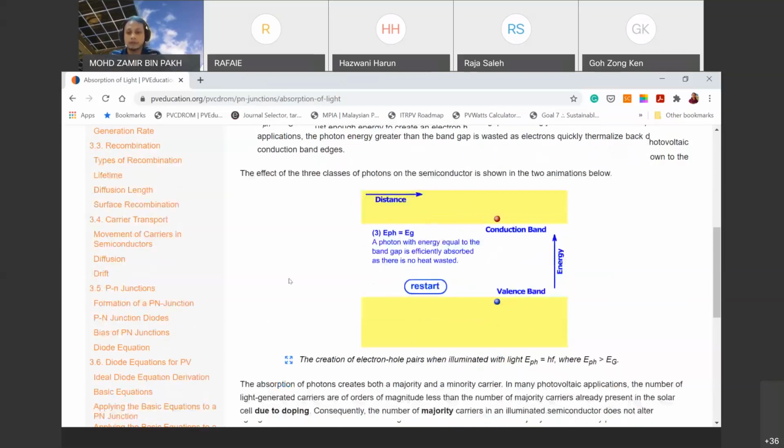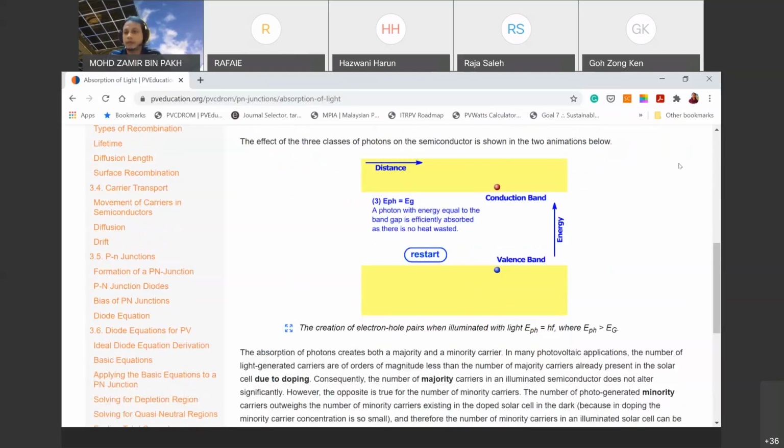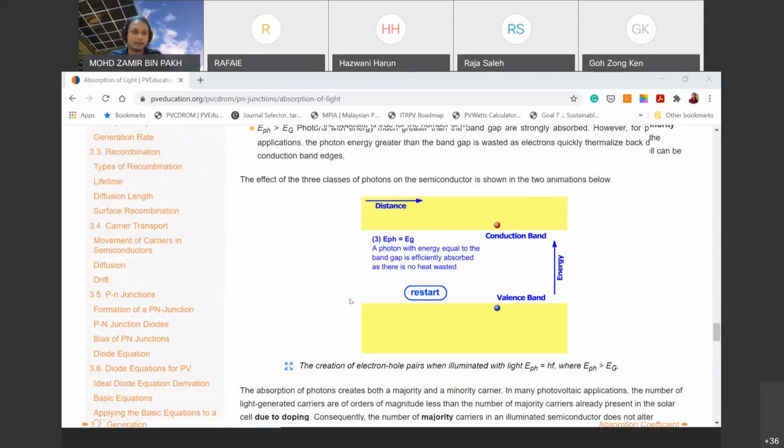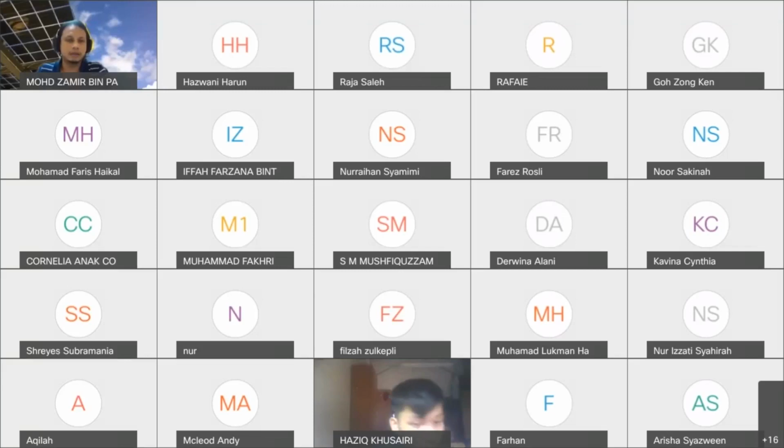Okay, so is it clear? Can you see that now, all the three cases? Okay, good. So these are the three cases when the light is incident. You can always come here and animate yourself. Okay, let me continue now with the slides.